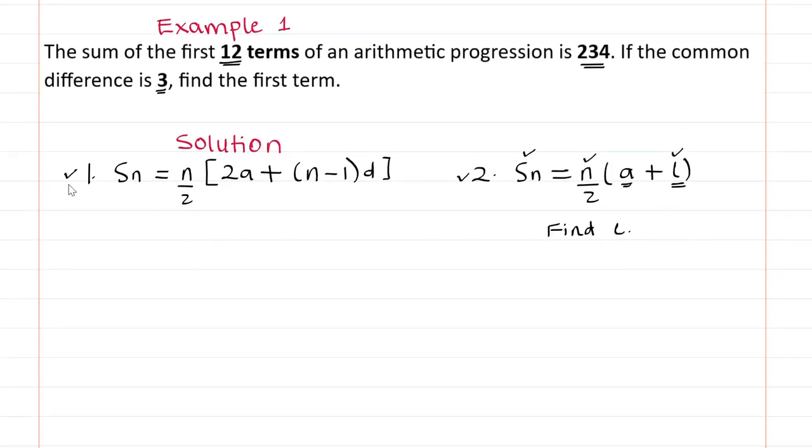So we are going to use this formula. The first thing that we do is to collect the given information. The sum of the first 12 terms of an AP is 234. That means the sum of 12 terms equals 234. This means that the number of terms in consideration is 12. And then the common difference of these terms is 3. So our common difference d is 3.